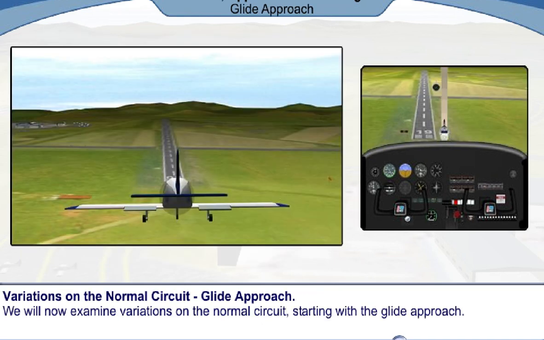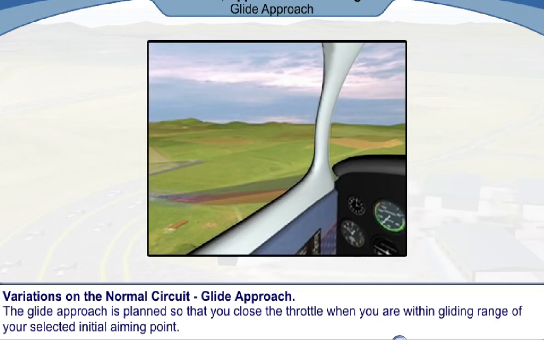We'll now examine a number of variations on the normal circuit, starting with the glide approach. The circuit for the glide approach is planned so that when you're on the base leg, you close the throttle when you estimate that you are within gliding range of your selected initial aiming point. Your objective is to make a safe landing inside the designated landing area without the use of power.